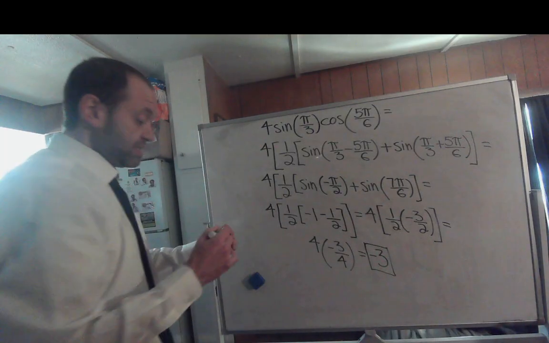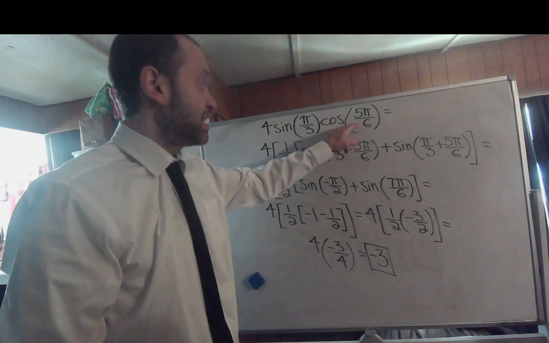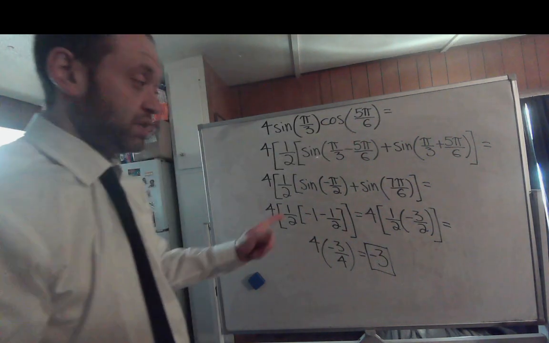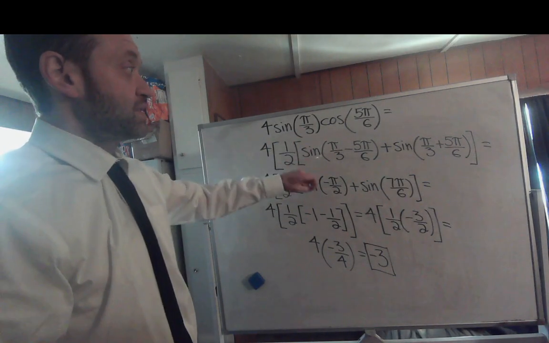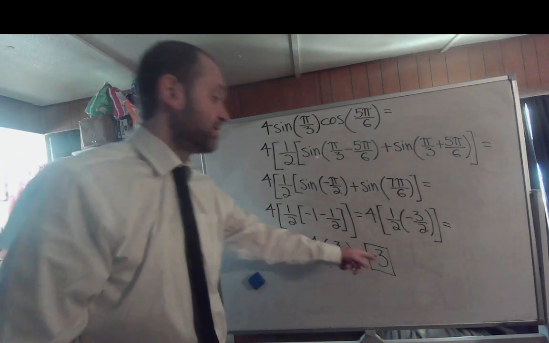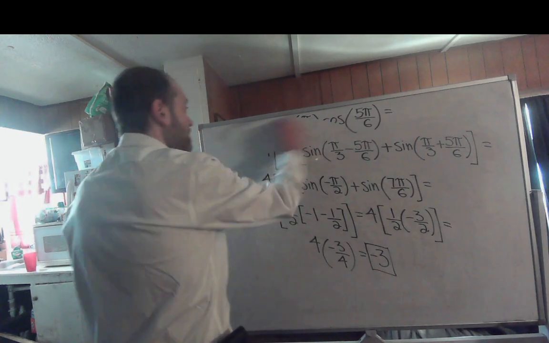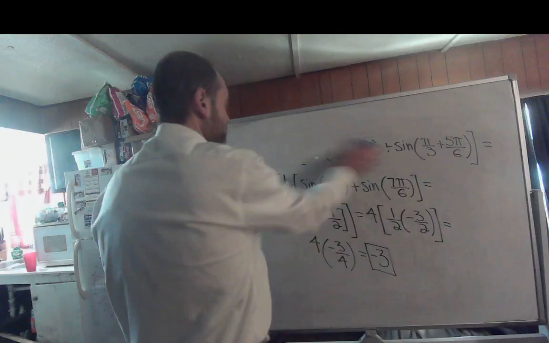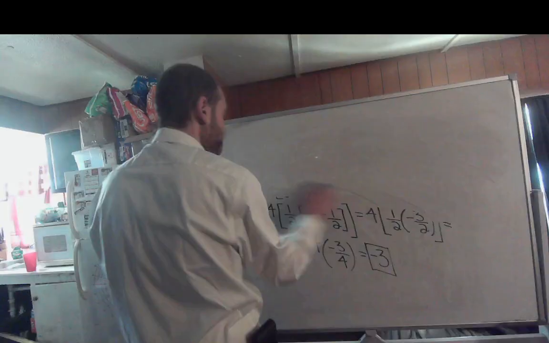Which makes sense because the cosine of 5 pi over 6 would be negative square root of 3 over 2. The sine of pi over 3 is the square root of 3 over 2, so yes, you should end up getting negative 3. This is just a longer way of doing it, but this proves to you that the product of sum formulas do in fact work.